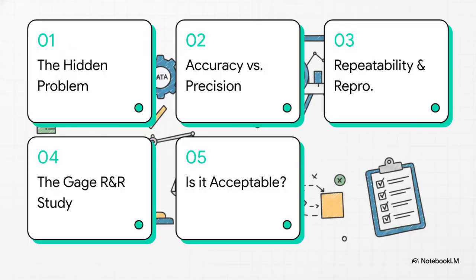So how are we going to tackle this? Well, we've got a roadmap. We'll start with that hidden problem in the data, get our terms straight with accuracy versus precision, and then break things down even further into repeatability and reproducibility. After that, we'll get into the main event, the Gage R&R study. And finally, the big payoff, how to know if your system is acceptable or not.